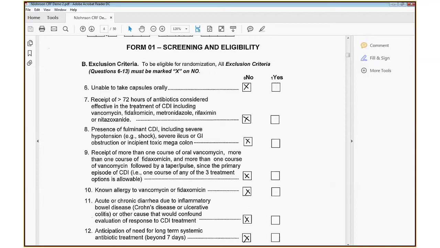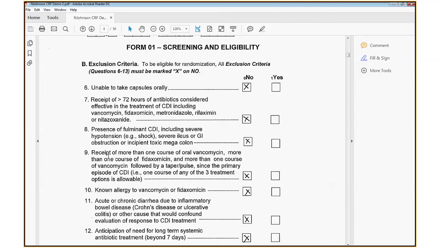But the longer the time period passed, the less willing the patients will likely be to want to enroll in the study. Number 9, receipt of more than one course of oral vancomycin, more than one course of fidaxomicin, and more than one course of vancomycin followed by a taper and pulse since the primary episode of CDI. As long as you are giving the patient in the first recurrence, this will not matter. This will only come into effect at the second recurrence.